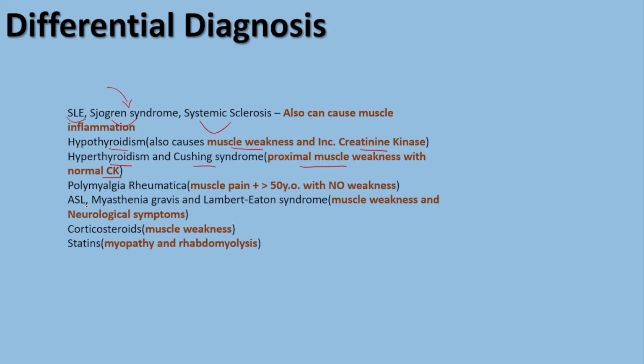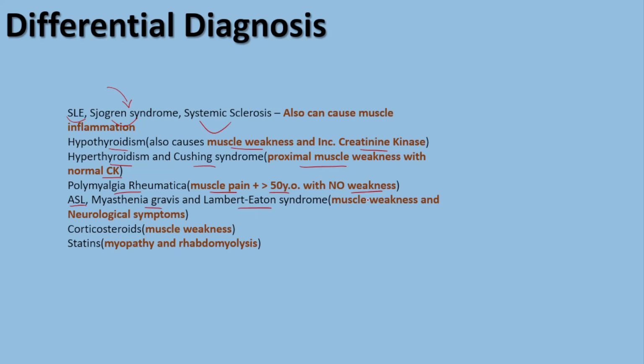Another important differential diagnosis is polymyalgia rheumatica. And note that the difference between polymyalgia rheumatica and polymyositis is the fact that in case of polymyositis, the patient is going to be suffering from muscle weakness, but in case of polymyalgia rheumatica, the patient is going to have muscle pain, and the patient is usually more than 50 years of age, and there is no weakness in case of polymyalgia rheumatica. Another group is ALS and myasthenia gravis and Lambert-Eaton syndrome.